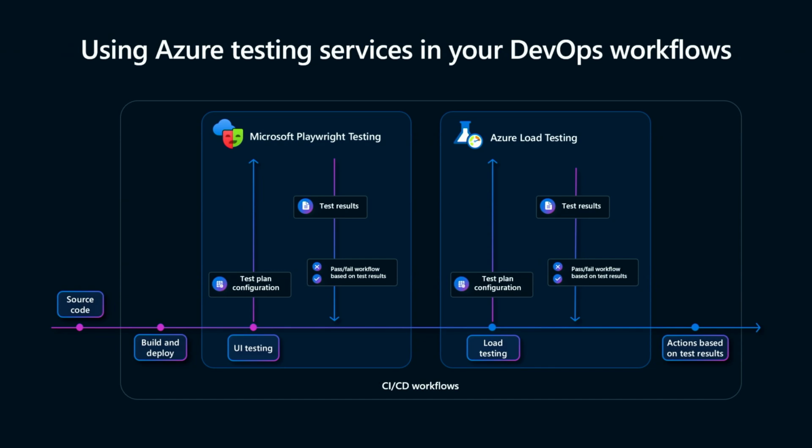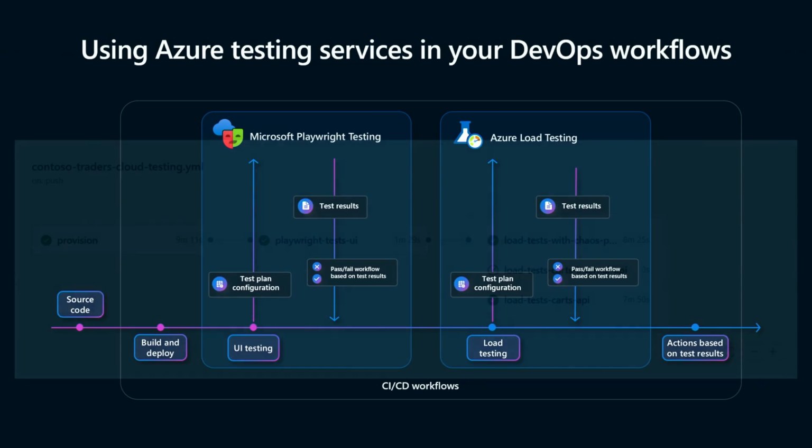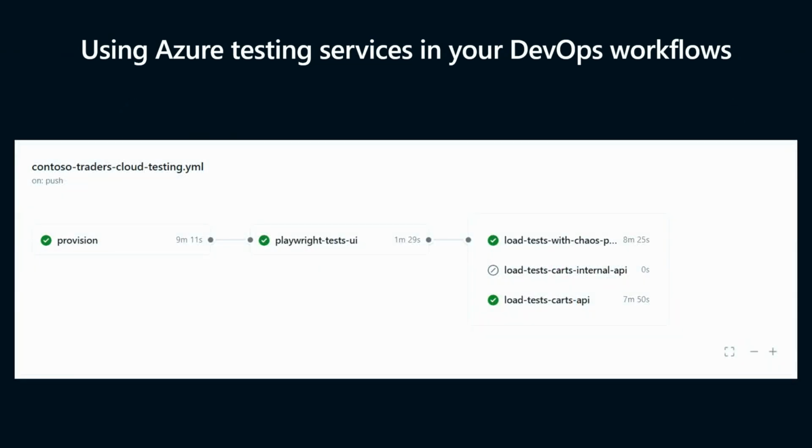In your deployment pipelines, after you do the build and deploy of your application, you can use Microsoft Playwright Testing to run your UI tests fast, get the reports in form of the Playwright's artifacts that we just saw, and you can use Azure Load Testing after the app is deployed and your UI tests have succeeded to make sure that your app meets all the performance benchmarks. This is a GitHub Action workflow that does exactly the same thing.